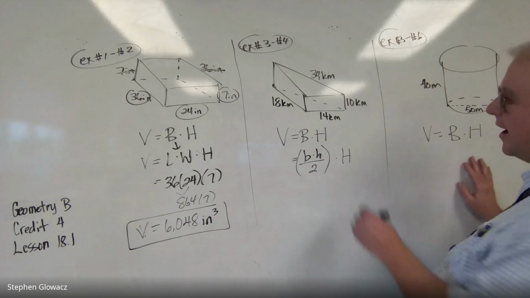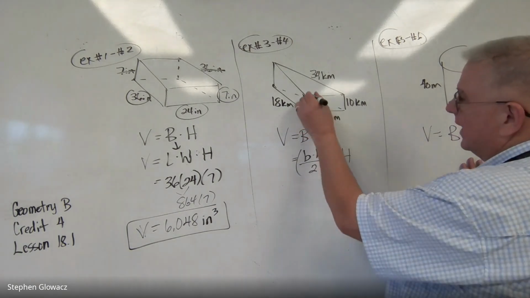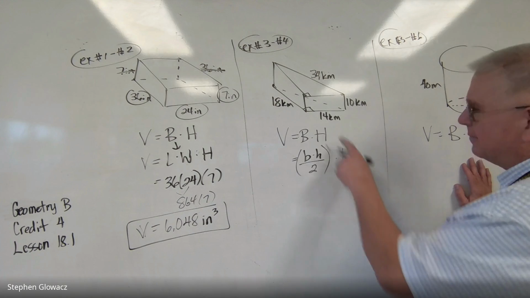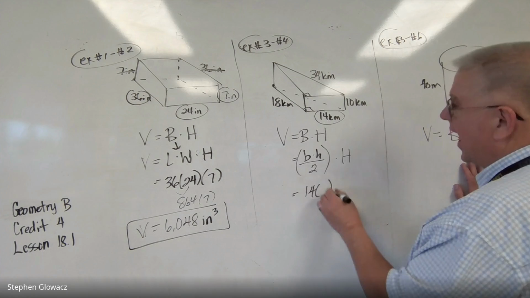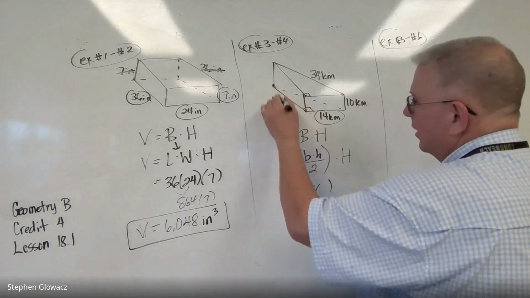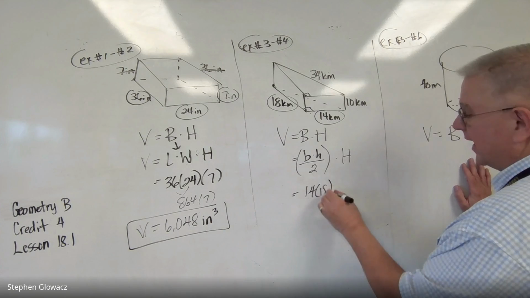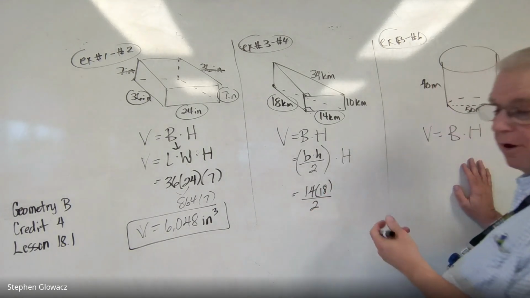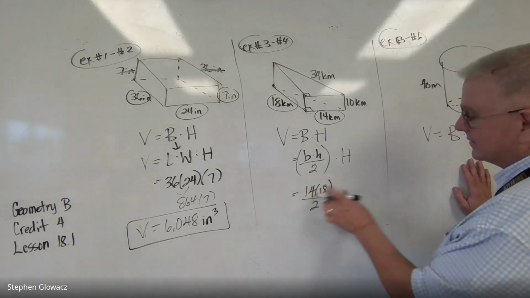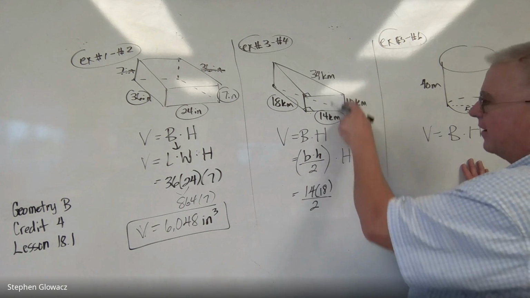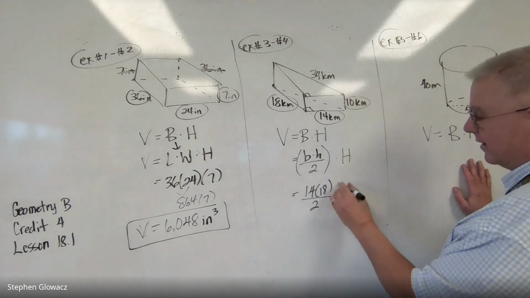Of course this is a right angle here, and the base is 14. The height of the base, if you will, is 18. And we're dividing that by 2. That's just part of the formula for area of a triangle. So area of the base times the height. Now the height of the entire figure is 10.